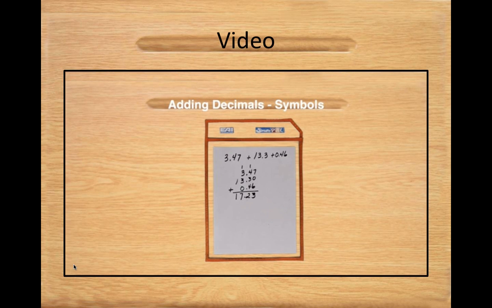So when I'm adding 3 and 47 hundredths plus 13 and 3 tenths plus 46 hundredths, the first thing I do is line up vertically my whole numbers, 3, 13, and 0. Then I fill in or complete each of the whole numbers, 3 and 47 hundredths, 13 and 3 tenths, and 46 hundredths, and then I add, trading as is needed as I go through my addition.